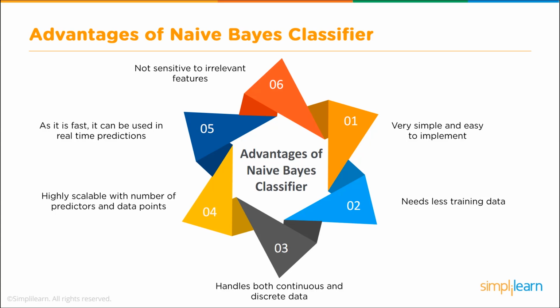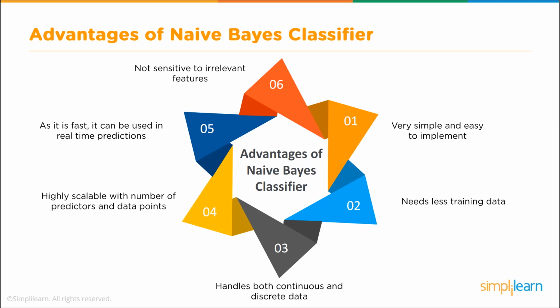But understanding it, you can put it on a table and you can easily see how it works, and it's a simple algebraic function. It needs less training data, so if you have smaller amounts of data, this is a great, powerful tool for that. Handles both continuous and discrete data. It's highly scalable with number of predictors and data points. So as you can see, you can just keep multiplying different probabilities in there, and you can cover not just 3 different variables or sets. You can now expand this to even more categories.